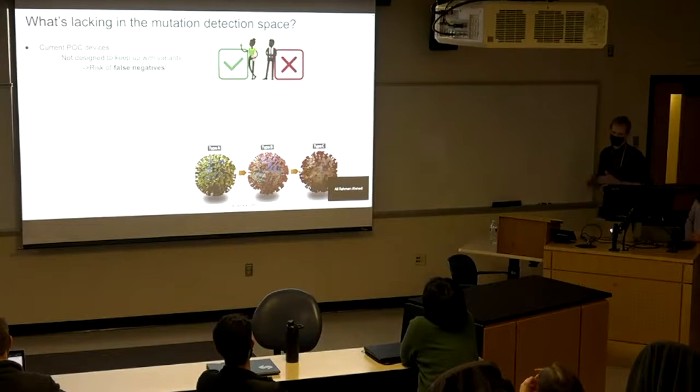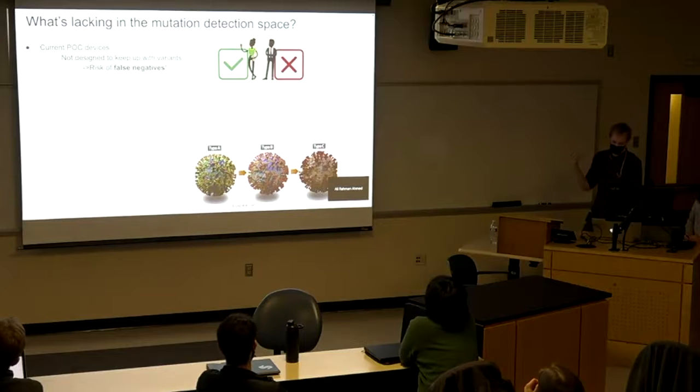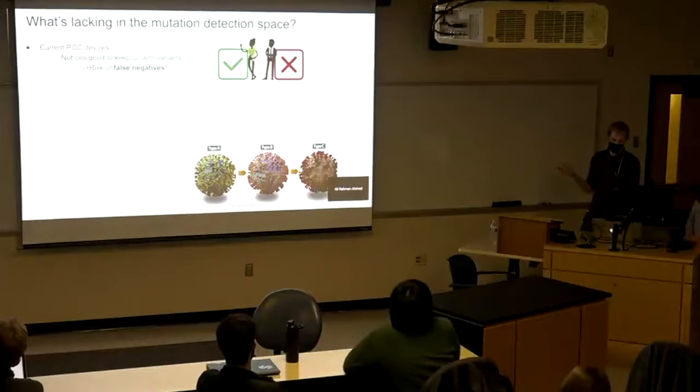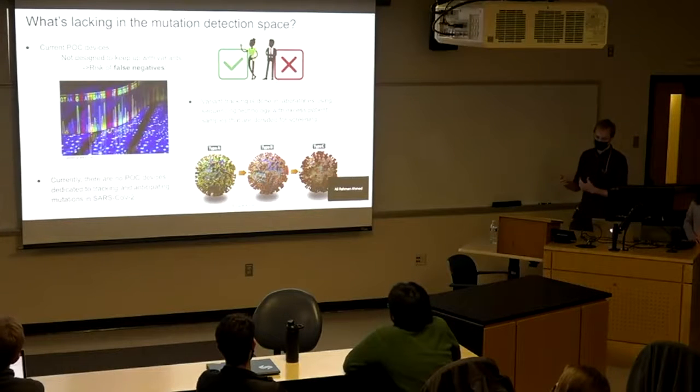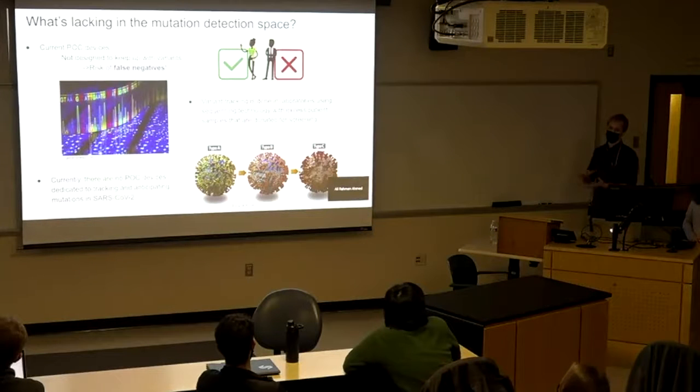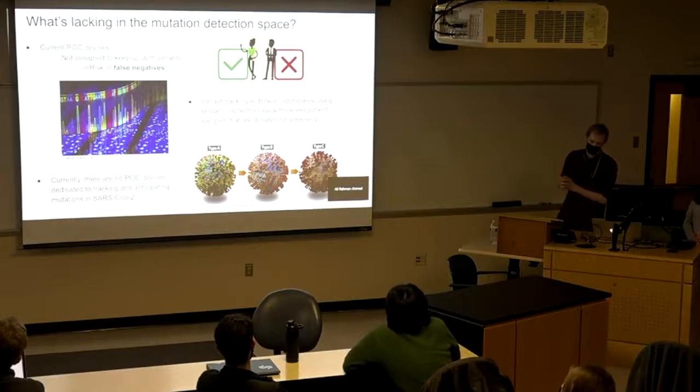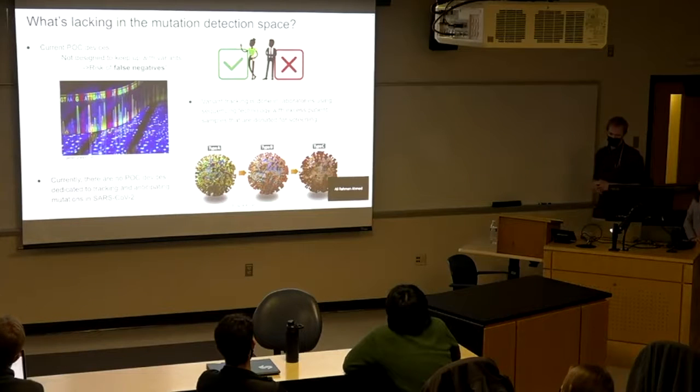So what's lacking in the mutation detection space? Well, currently, as far as we know, there are no point-of-care devices that are specifically designed to keep up with the variants. But this poses a problem of a risk of false negatives if you have a variant that's not being tested for. So current variant tracking is done in laboratories using sequencing technology, and they get their samples from their excess patient samples that are donated for screening. But we're always going to be 2 steps behind the virus if we approach detecting variants this way. And currently, there are really no point-of-care devices that are dedicated to tracking and anticipating future mutations of SARS-CoV-2.